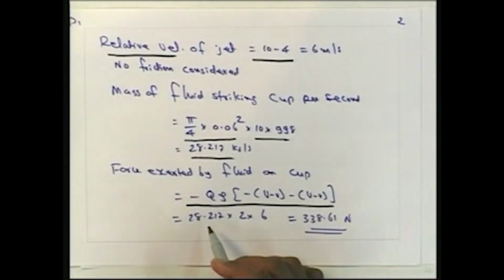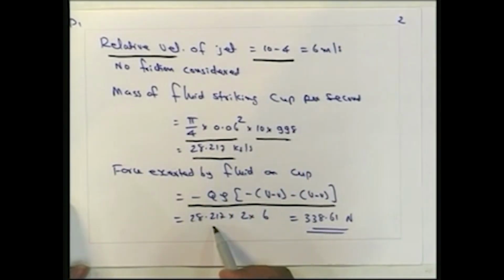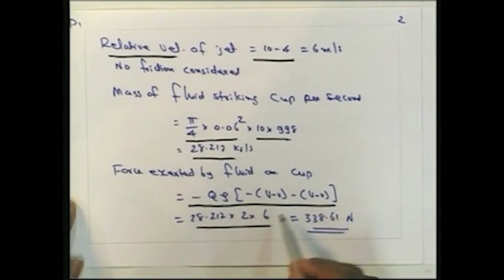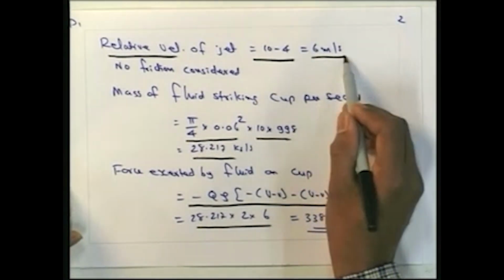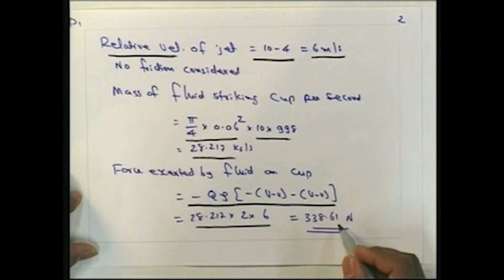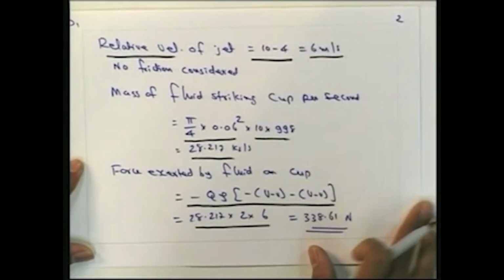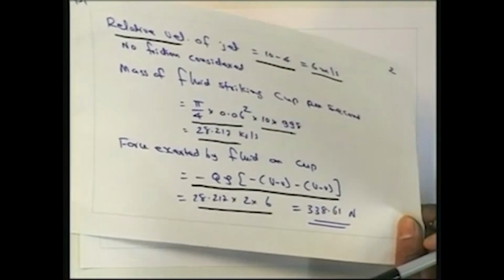That is equal to the mass of fluid striking the cup, which we have already found to be 28.217, into 2 times the relative velocity we have calculated, which is 6 meters per second, into 6. That gives us 338.61 Newtons. So, this is the force exerted by the fluid on the cup: 338.61 Newtons.